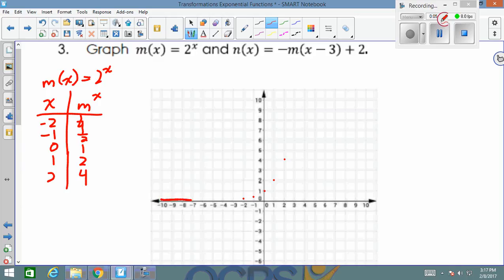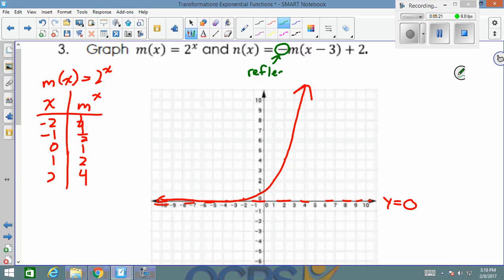So here is my exponential function. Remember, I have an asymptote here at y equals 0. And then my m of x equation, this part is my a, is going to reflect over the x-axis. So we're going to take each one of these points and reflect it over the x-axis. So that would be now there, there, there, there, and there. So now my new graph goes that way.